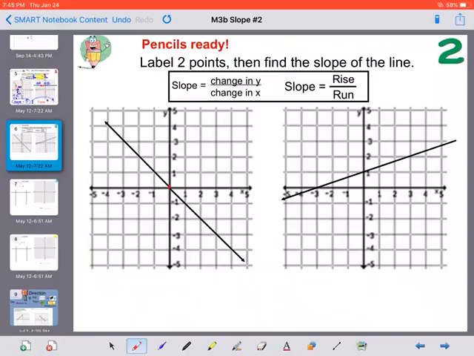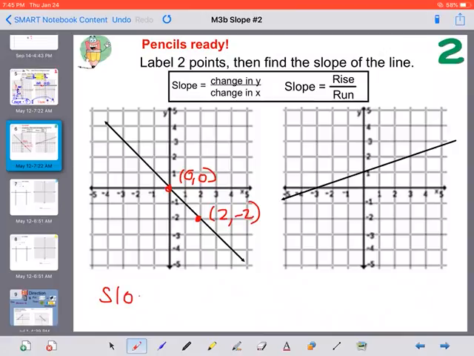So pick 2 points, any 2 points. If you picked different points than I'm picking right now, that's fine. We'll get the same slope in the end if we simplify. So I'm going to label my points. My points are (0, 0) and (2, -2).